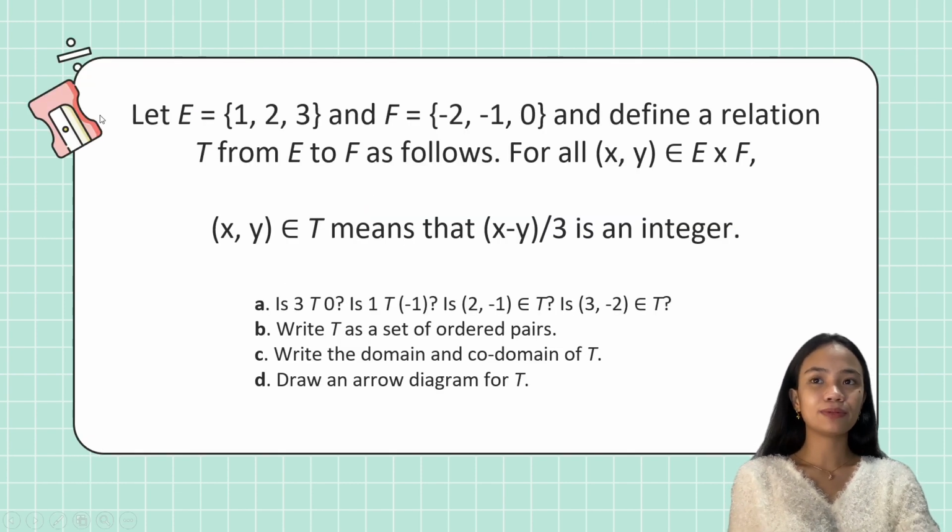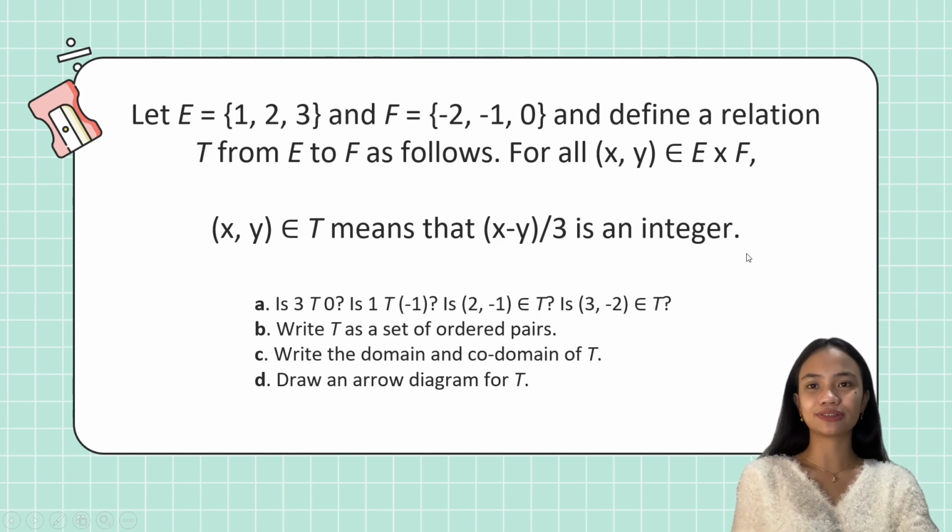For the given problem, let set E equal 1, 2, 3, and set F equal -2, -1, 0, and define a relation T from E to F as follows. For all x and y an element of the product E and F, x and y is an element of relation T means that (x minus y) over 3 is an integer.